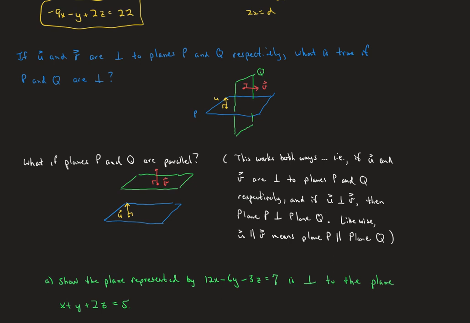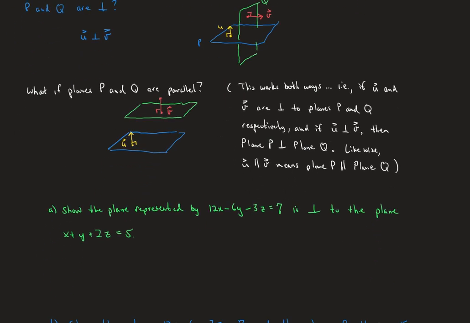So if u and v are perpendicular to planes p and q respectively, what must be true if p and q are perpendicular? So if we have our normal vectors u and v, which you can see in the yellow and the red, and I've tried to draw as best I can here two perpendicular planes, and if you look at those vectors and their extensions, you can see that if the planes are perpendicular, then u also must be perpendicular to v. So those normal vectors will also be perpendicular.